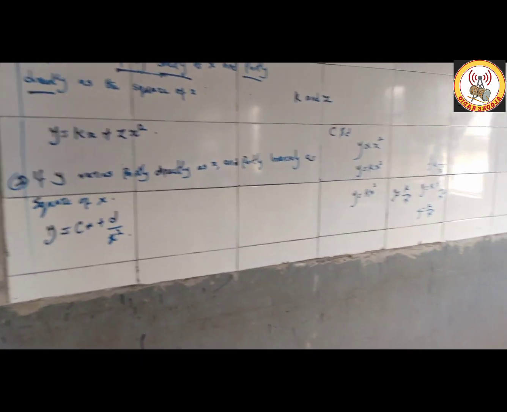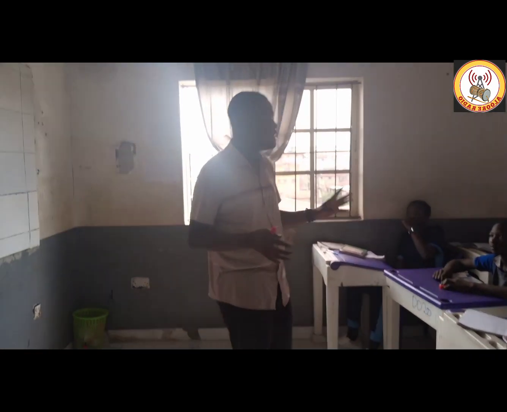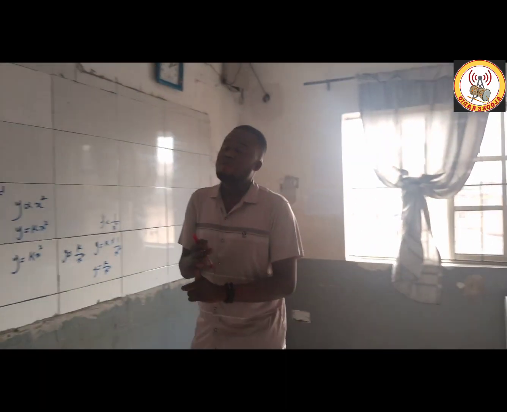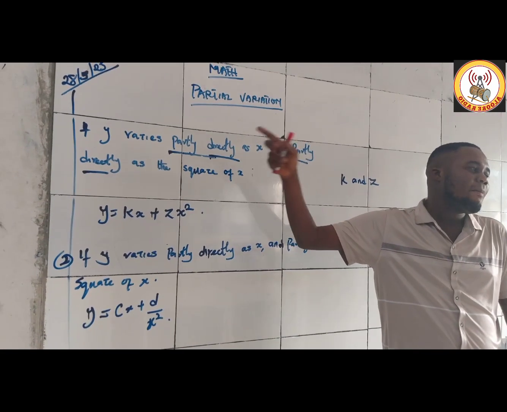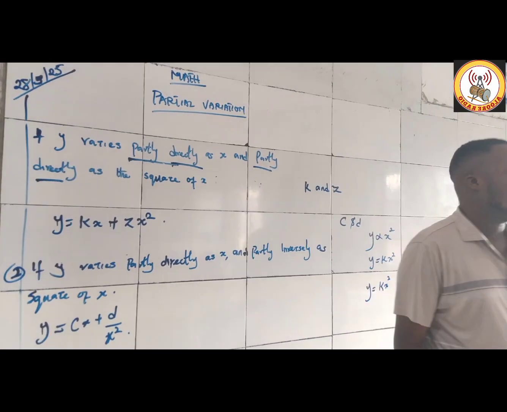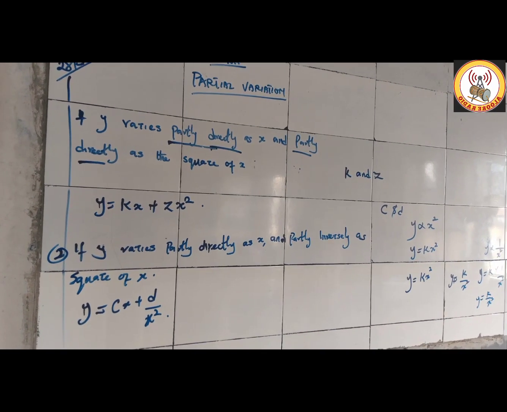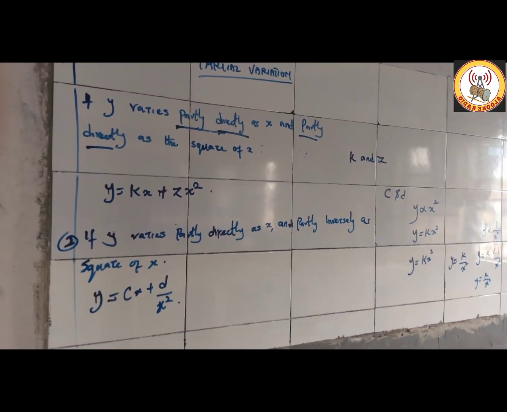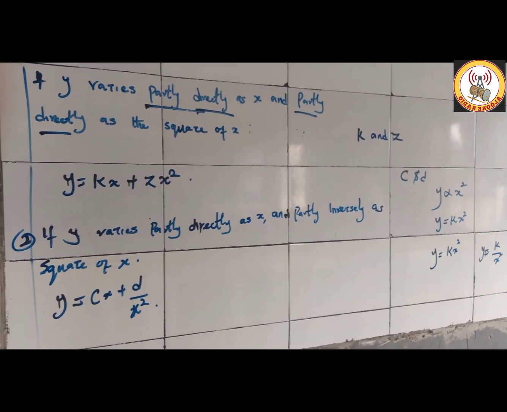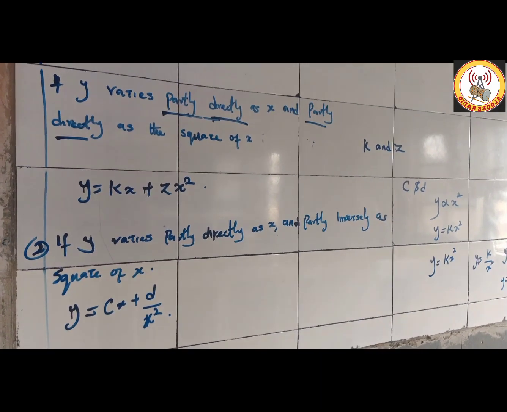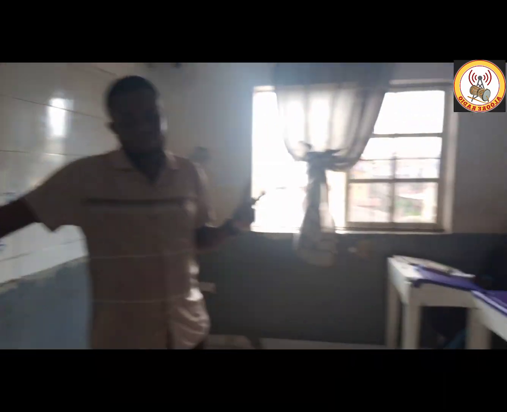Way of writing out your equation. Are you getting me? They can ask you your question in three ways. Your first method, your first way is: if Y varies partly directly and also partly directly. And second, they can ask you that if Y varies partly directly and partly inversely. That's the second: partly directly and partly inversely.